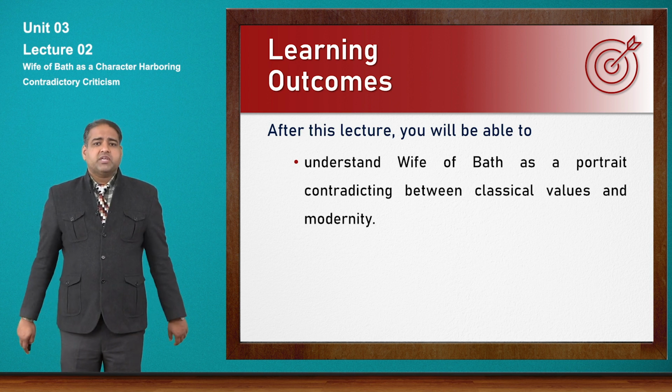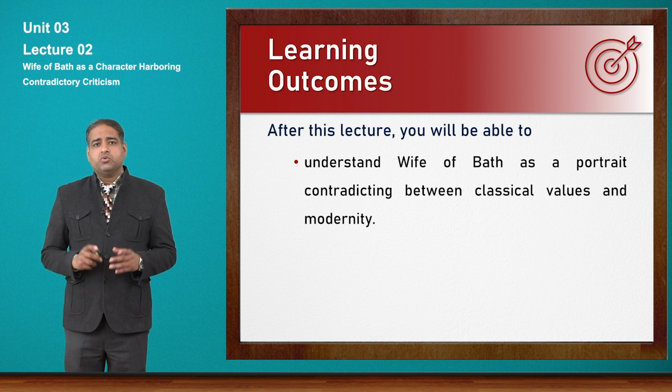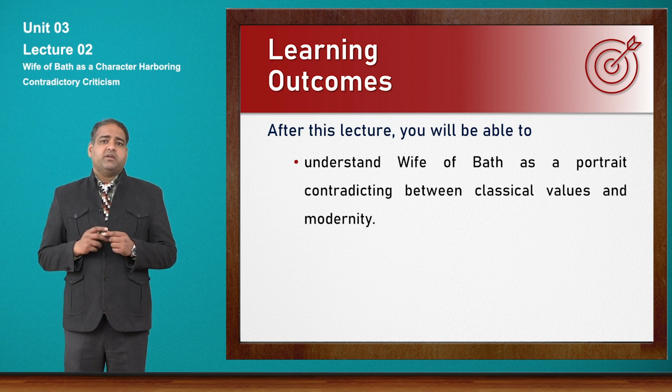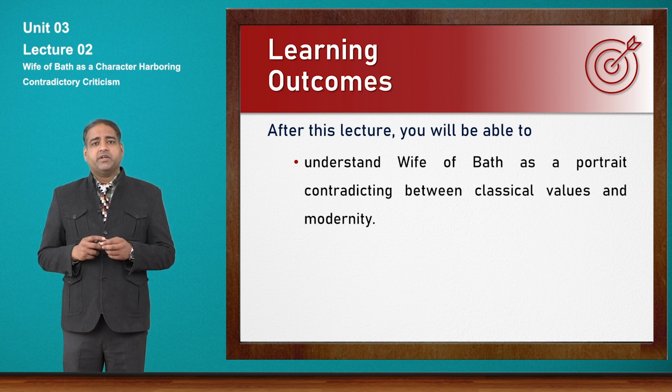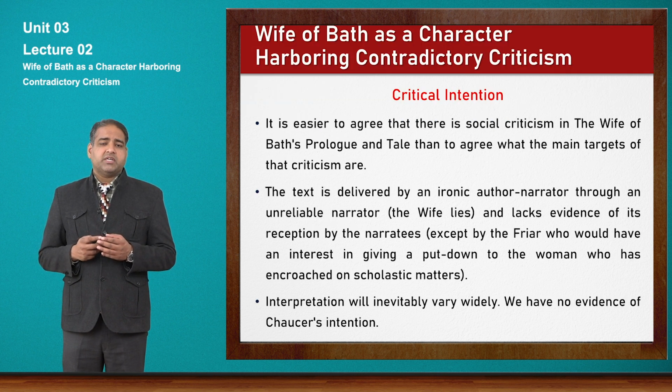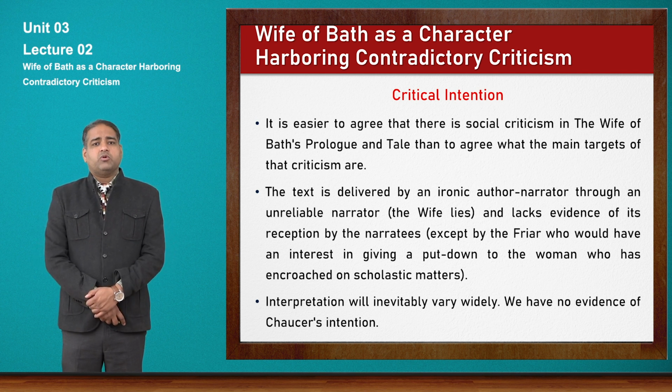So we are going to discuss all these aspects in this lecture. With this, let us begin our discussion on this contradictory criticism aspect. The first thing which we are going to discuss is the critical intention. What is the critical intention of the Wife of Bath, or the critics who are talking about the Wife of Bath?